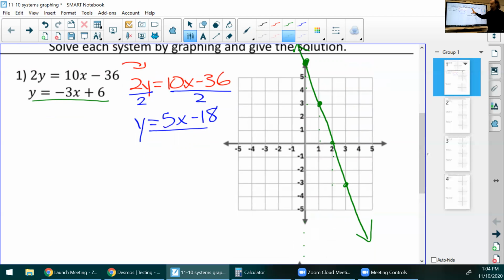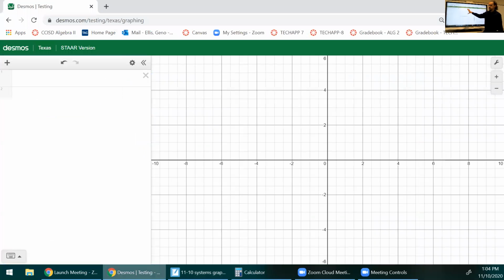So what we're going to do for today, don't tell anyone we're doing this. We're going to go to our Desmos calculator. Make sure you're on the testing/Texas/graphing version, because later on, when you have to do a test, that'll be the type of calculator you use.